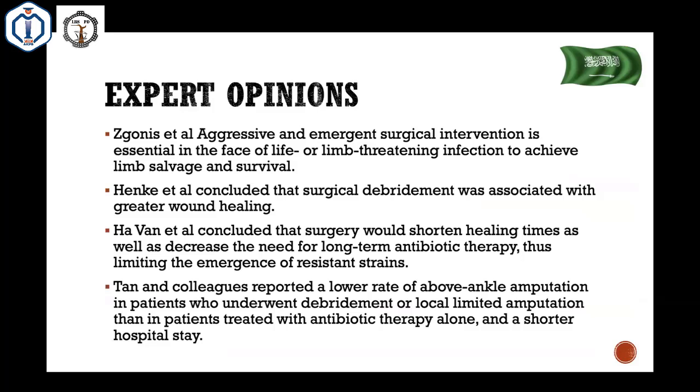Expert opinions: Zgonis recommended early and aggressive surgical intervention in order to save the patient's limb and reduce major amputation. Henke concluded that surgical debridement was associated with greater wound healing. Van concluded that surgery would shorten healing time, reduce the need for long-term antibiotic therapy, and limit the emergence of resistant strains. Tan and colleagues reported a lower rate of above-ankle amputation in patients who underwent earlier debridement or local limited amputation than in patients treated with antibiotic therapy alone.